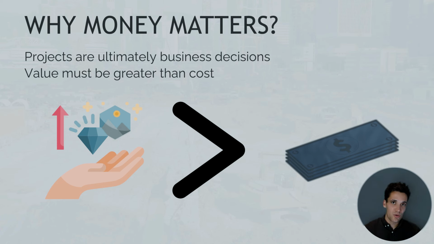So for this to be true, there's two sides to it. Number one, we have to accurately work out how much something's going to cost to begin with. Then we need to deliver the project for less than what we thought it was going to cost, so for less than our budget. So ultimately, we decide to do a project because the value it creates is greater than the cost of delivering it.